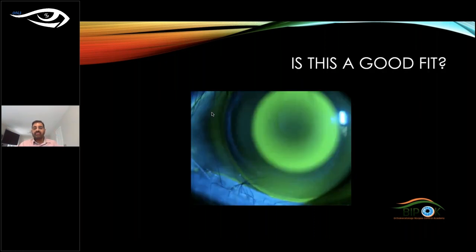Now, if you look at this, is this a good fit or not? Now, certain lenses are designed where for certain powers, this may be acceptable, but for you who are learning today, this is not a good fit.